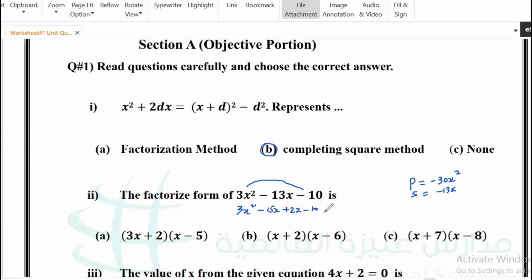If we take 3x common, it gives me x minus 5, and from the right side we have 2 common, so x minus 5. It means (x minus 5) and (3x plus 2) will work for us. So 3x plus 2 and x minus 5. So our first option is correct.